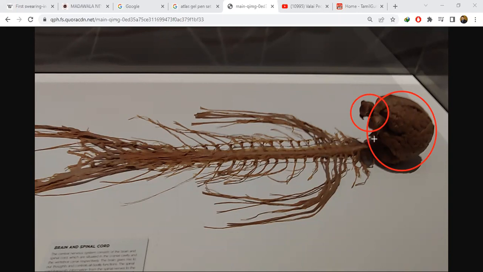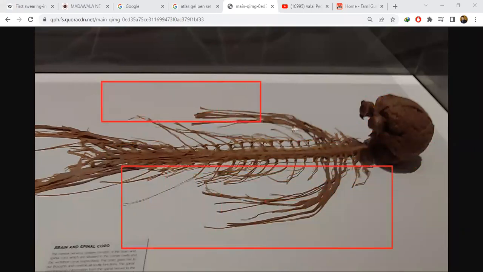And from the brain, this cord is traveling, and that cord is the spinal cord. Here you can ask, sir, what are these? These are the spinal nerves. On either side of the spinal cord, there will be spinal nerves. Last class, I told you how many pairs of spinal nerves are produced. Can you remember? How many pairs of spinal nerves?